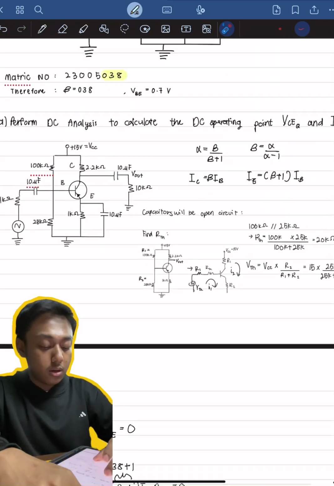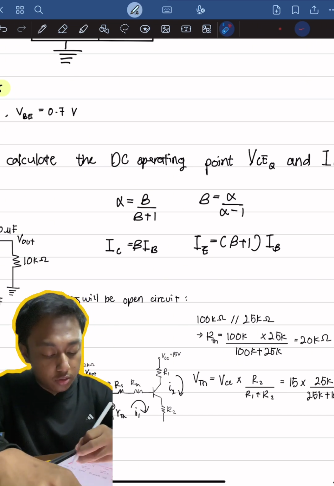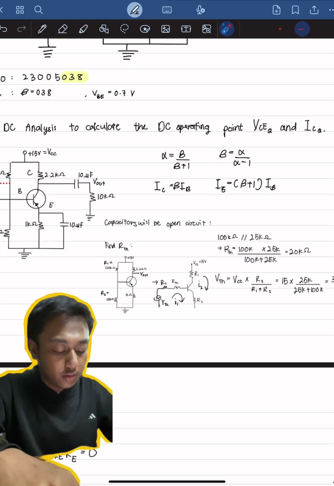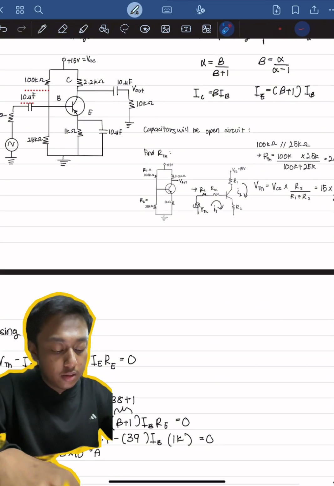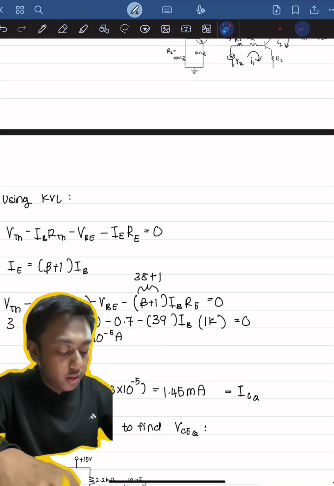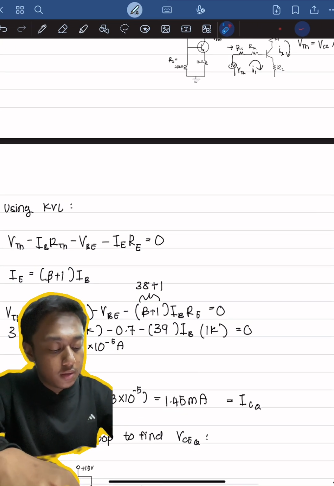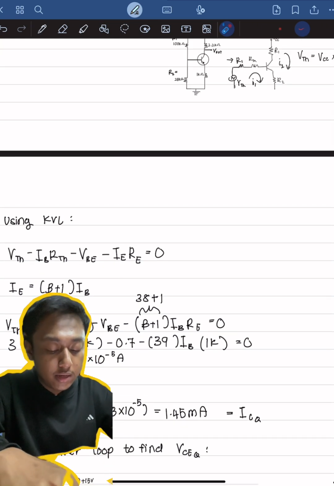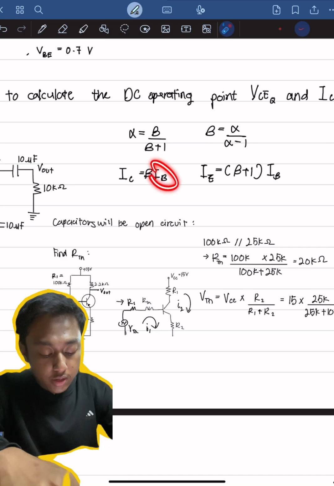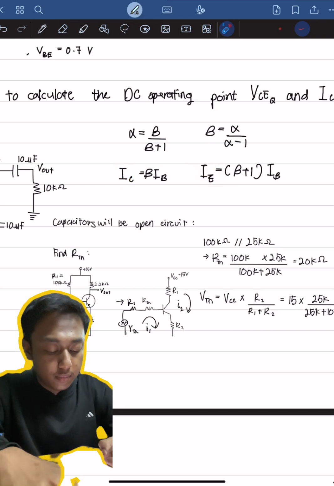Okay, these are the important formula that need to be understood. So from my understanding, the only current that is important for us to find that is included in the DC analysis is the IB. If we have found the IB, we can straight away find the IE and IC, since IB is included in all formula to find the IE and also IC. If you can see here, if we have the IB value, we can straight away find the IC and also IE, since they both have IB in its formula.